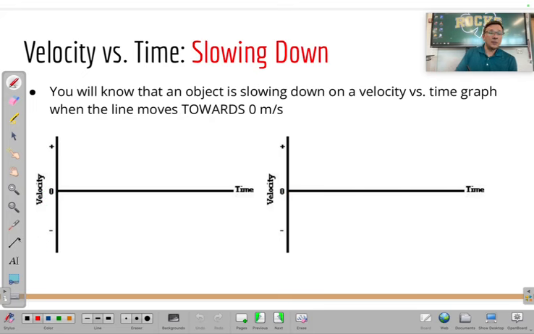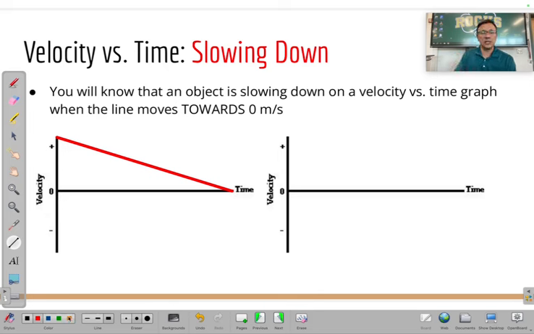Now, flip that for slowing down, and we want to be moving towards 0 meters per second. So this line right here, the x-axis, is 0 meters per second. So two ways to show this. We start on the top half of the graph, and we move down towards 0 meters per second. That is one option, right? So we end at 0. We started at a non-zero value. We went down to 0 on this. So this would be slowing down in the positive direction.